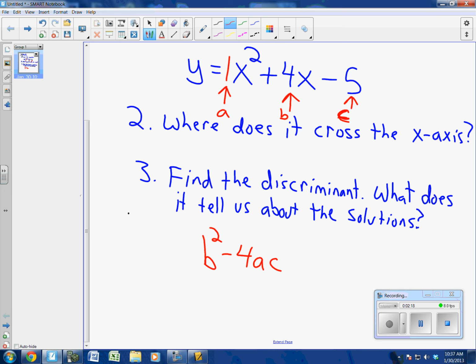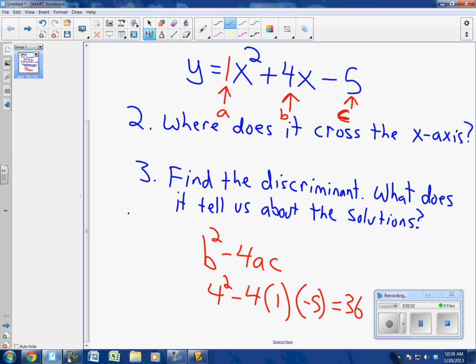Okay, so all I do is I plug them in. I go 4 squared minus 4 times 1 times -5. And all I have to do is type that directly into my calculator. And what did you guys get? 36. How many of you guys got 36 for the discriminant before I did it? Okay, good.